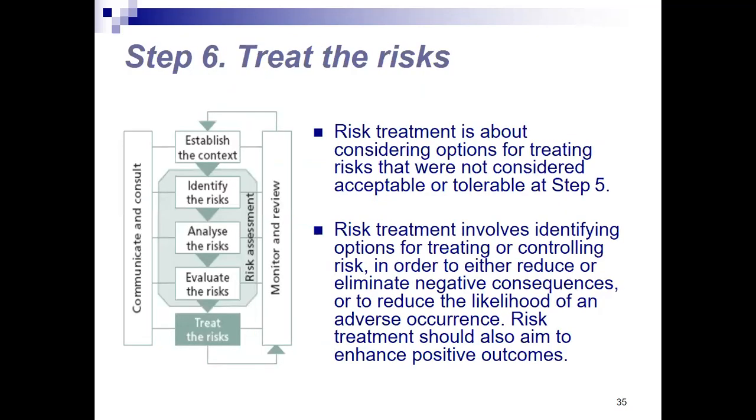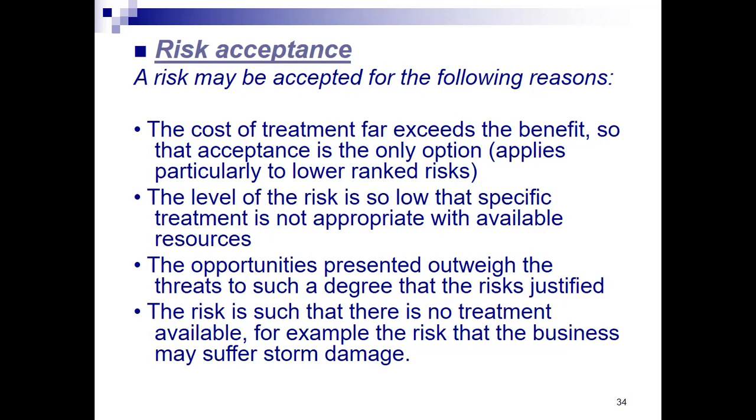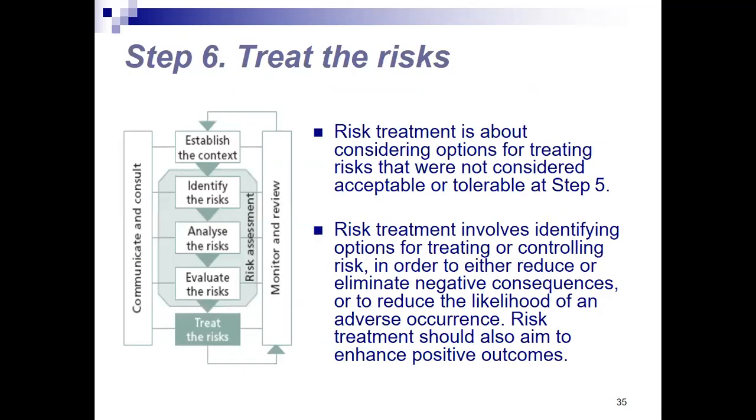And step 6, which is also a challenging part, is treat the risks. Risk treatment is about considering options for treating risks that were not considered acceptable or tolerable at step 5. Let me go back. Here is risk acceptance. If ever such would not be acceptable because they did not satisfy these reasons, that's why we treat them. And risk treatment involves identifying options for treating or controlling risk in order to either reduce or eliminate negative consequences. And that's very true. Or to reduce the likelihood of an adverse occurrence.